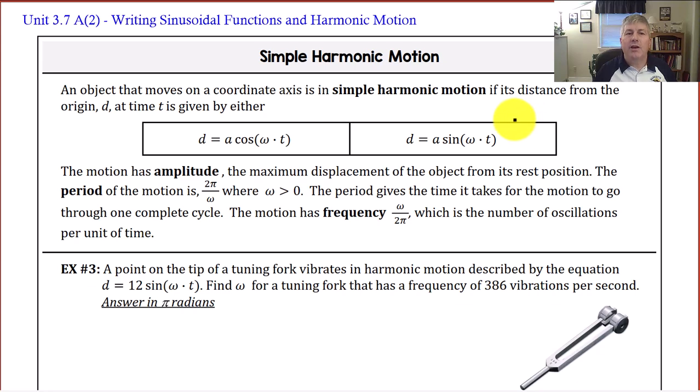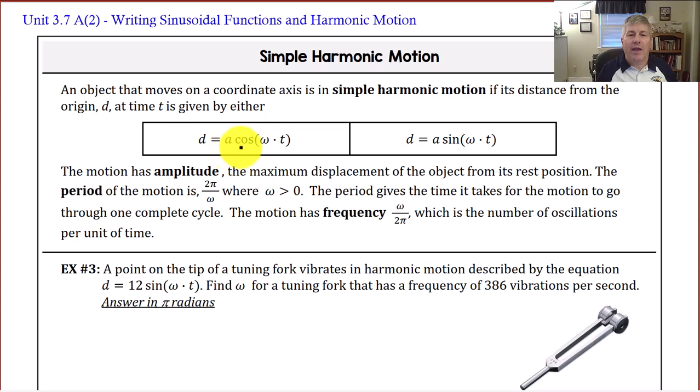Welcome back. The objective of this video is to introduce simple harmonic motion, and we'll write sinusoidal functions with harmonic motion. As a matter of definition here, an object that moves on a coordinate axis is in simple harmonic motion if its distance from the origin, d, at a time t is given by either of these two functions.